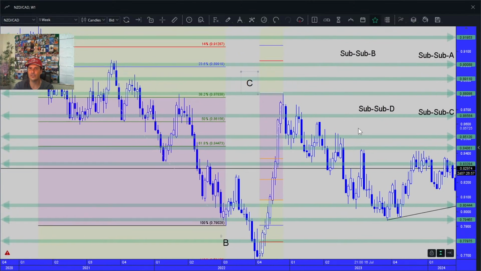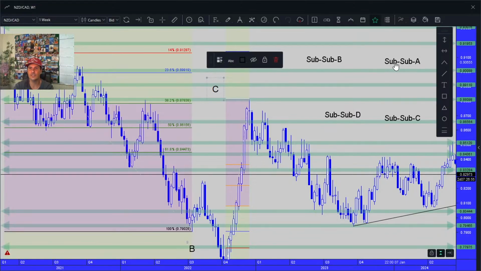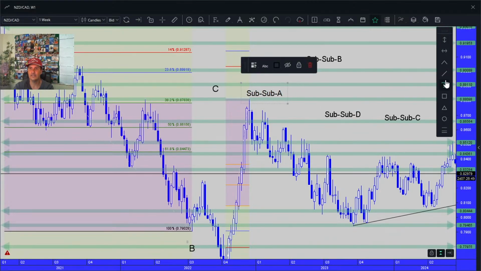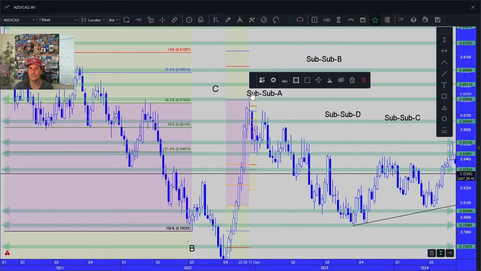Alright, everybody, so we start charting the confirmation Fibonacci at the C. So this is the sub A, and the sub B is going to be the first low as soon as possible.